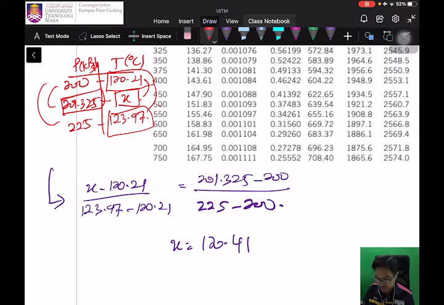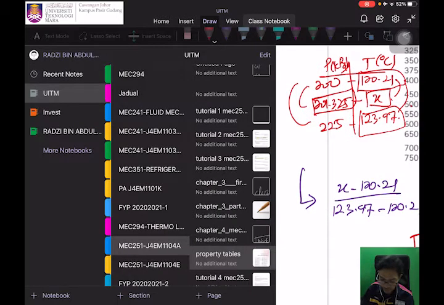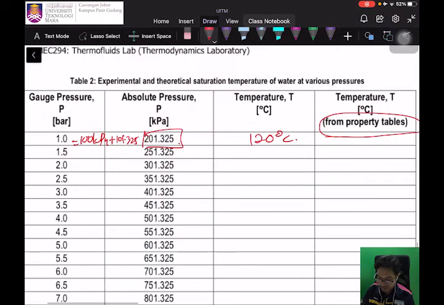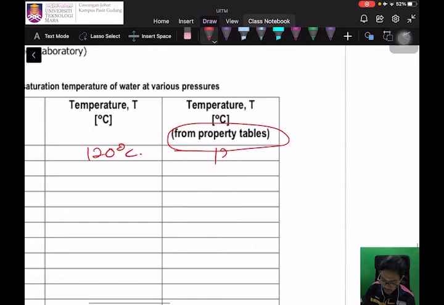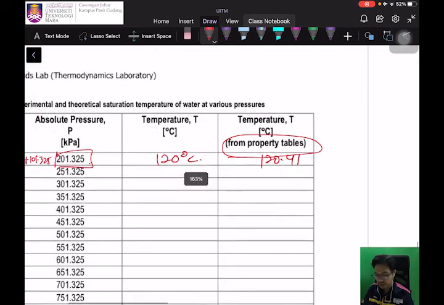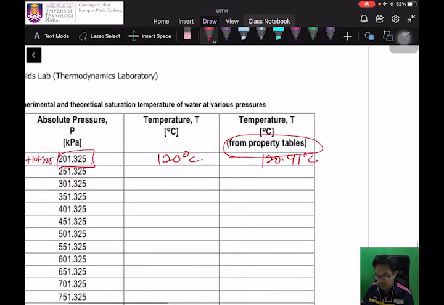So this is your corresponding saturated temperature if you boil the water at 1 bar. Okay, so this is the value theoretically: 120.41, and then you need to fill it up in your table. So they are a little bit different, a little bit of change, between the theoretical and the experimental value.